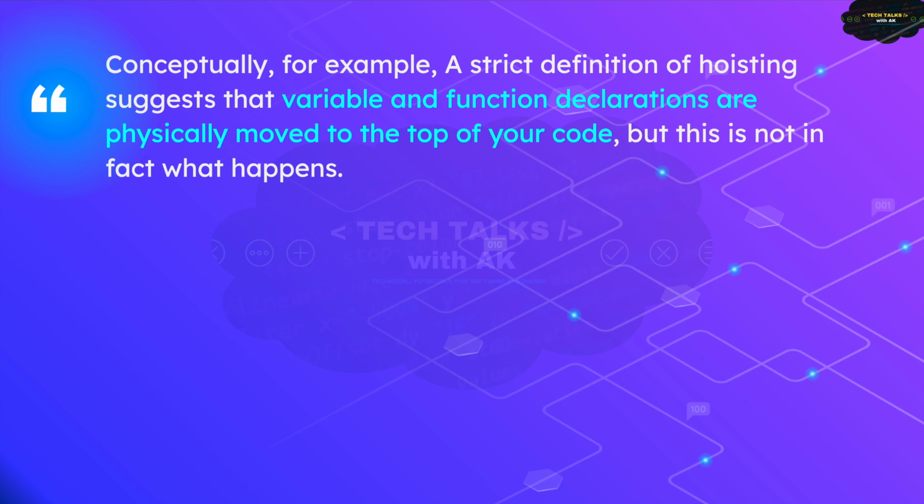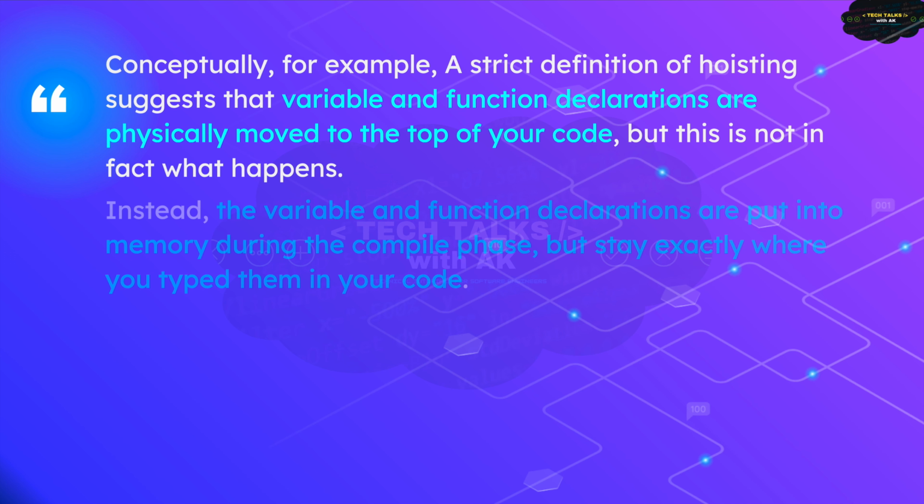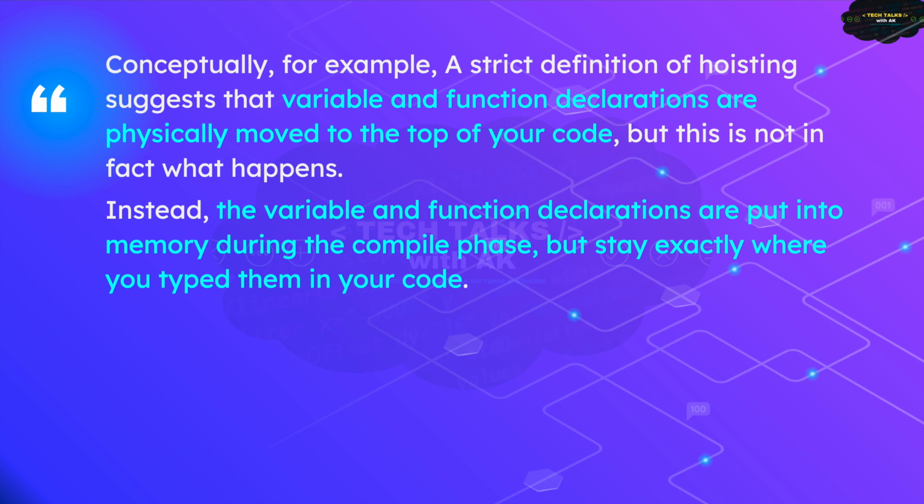Conceptually, a strict definition of hoisting suggests that variable and function declarations are physically moved to the top of your code. But this is not in fact what happens. Instead, the variable and function declarations are put into memory during the compile phase, but stay exactly where you typed them in your code. If we typed a variable on line number 5, it is going to stay on line number 5. But that variable or function will be put into memory at the compile phase.